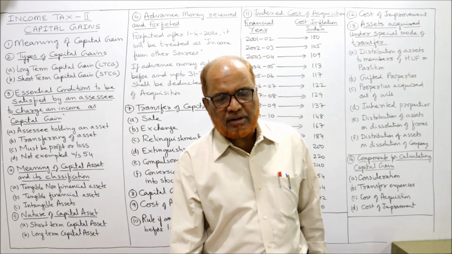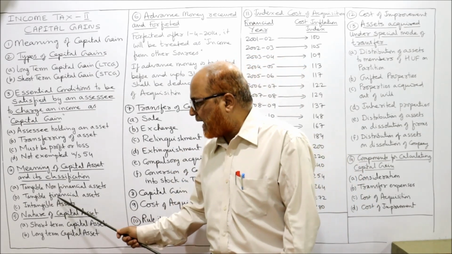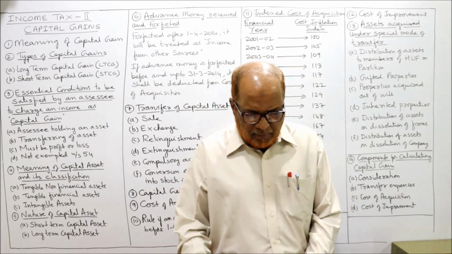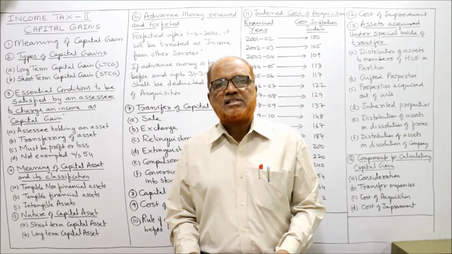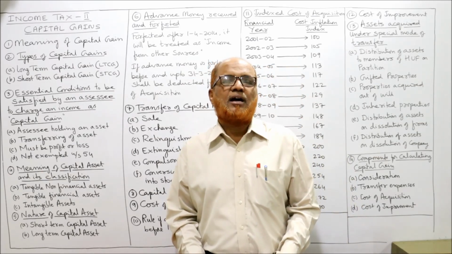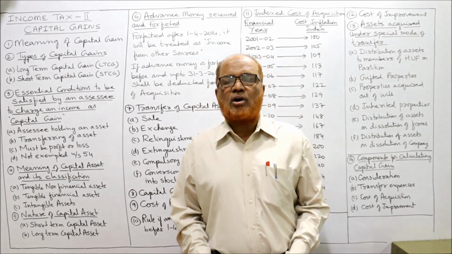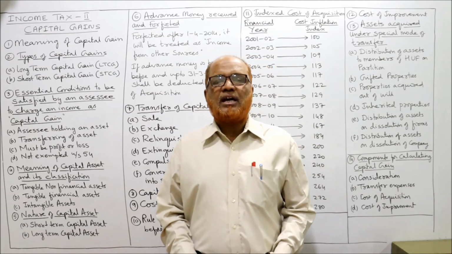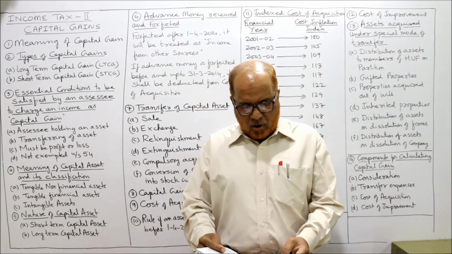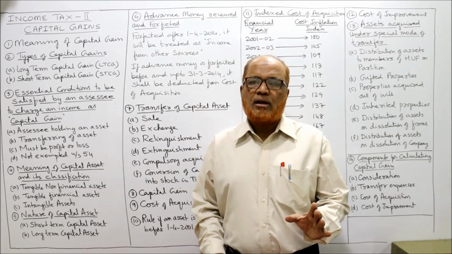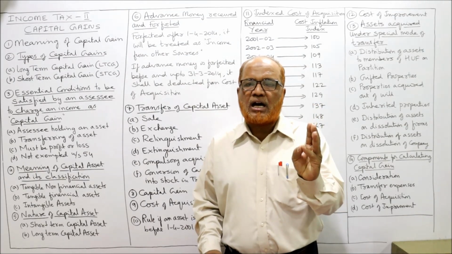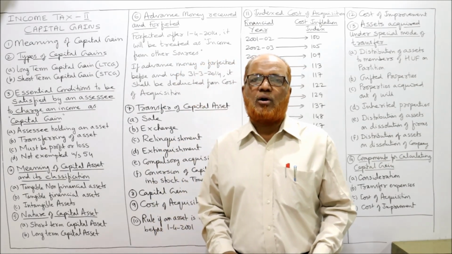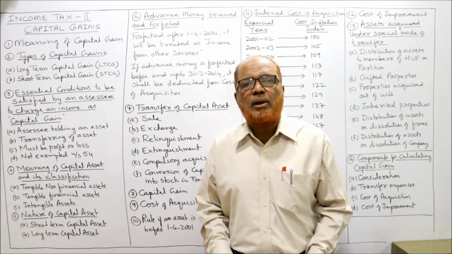Then financial assets. Now I am discussing the provisions regarding tangible financial assets. Here some complications are there. The tangible financial assets are divided into 3 categories. First category, securities listed in a recognized stock exchange. Those shares or securities which are listed in a recognized stock exchange, or equity oriented units of UTI, or zero coupon bonds.